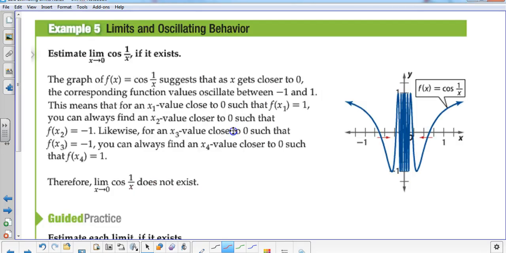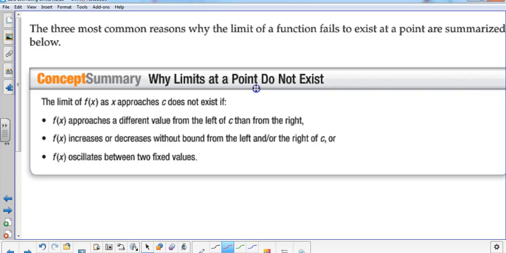Another possibility we will have is what's called oscillating behavior. This graph would not have a limit at 0, because on either side of 0, it's just bouncing up and down between two exact values. So these are the 3 reasons a limit cannot exist: if the left side approaches a different value than the right, if it increases or decreases without bound on the left and/or right, or if it oscillates between 2 fixed values, which happens very rarely.